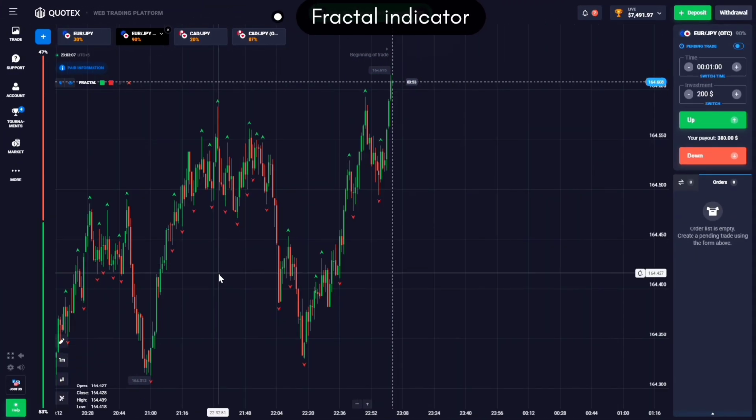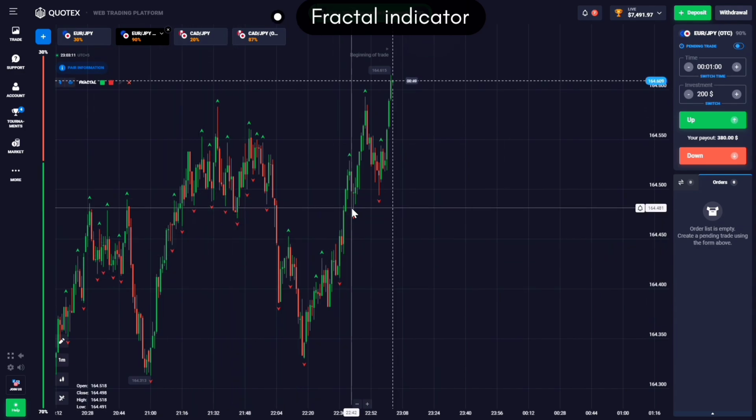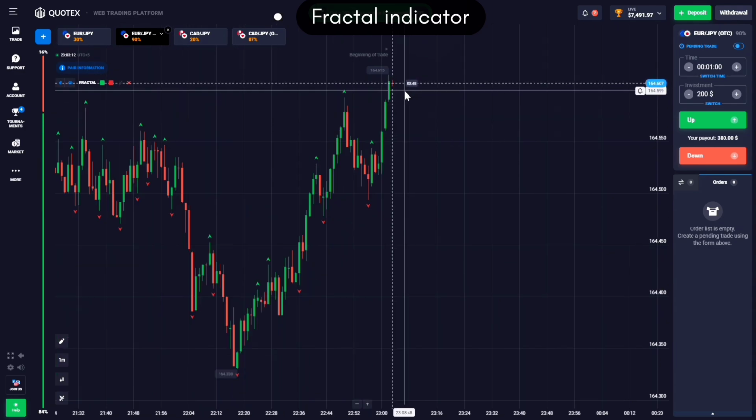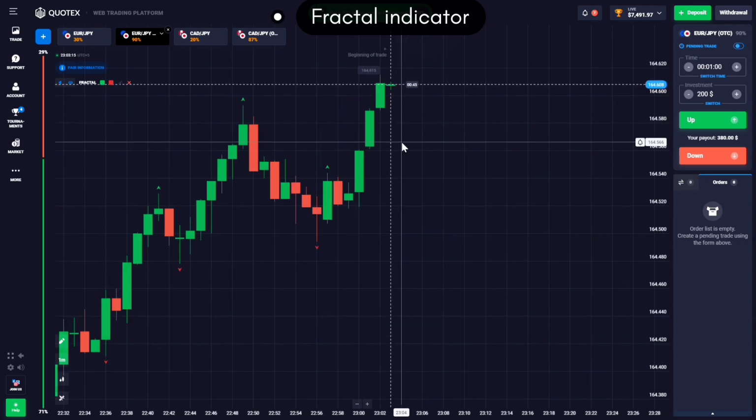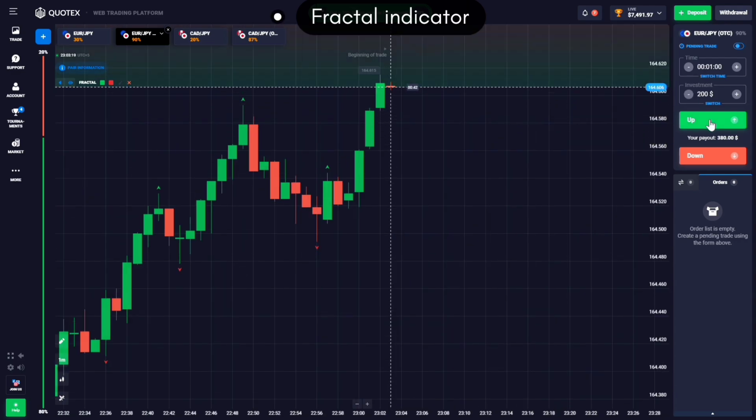The bullish fractal pattern signals the price could move higher. A bearish fractal signals the price could move lower. A down arrow marks bullish fractals, and an up arrow signals bearish fractals.